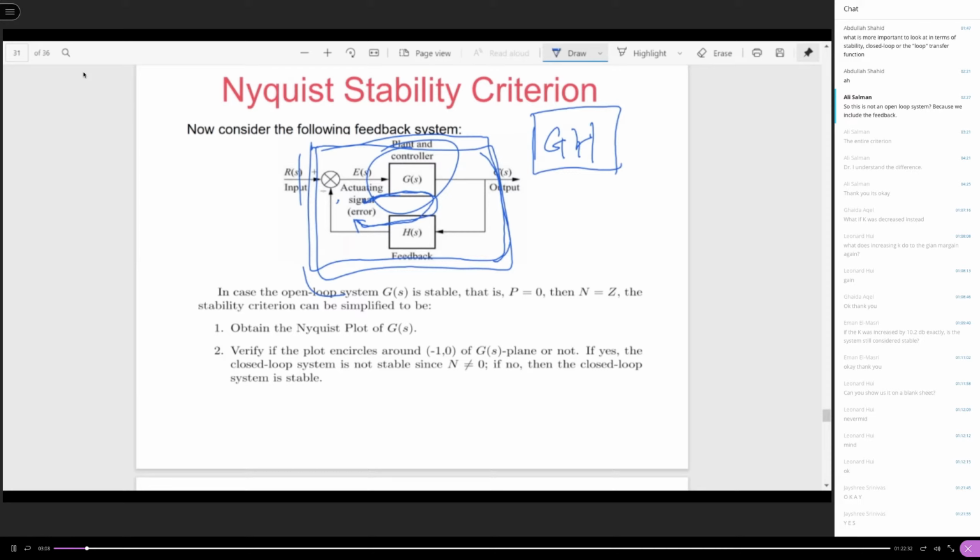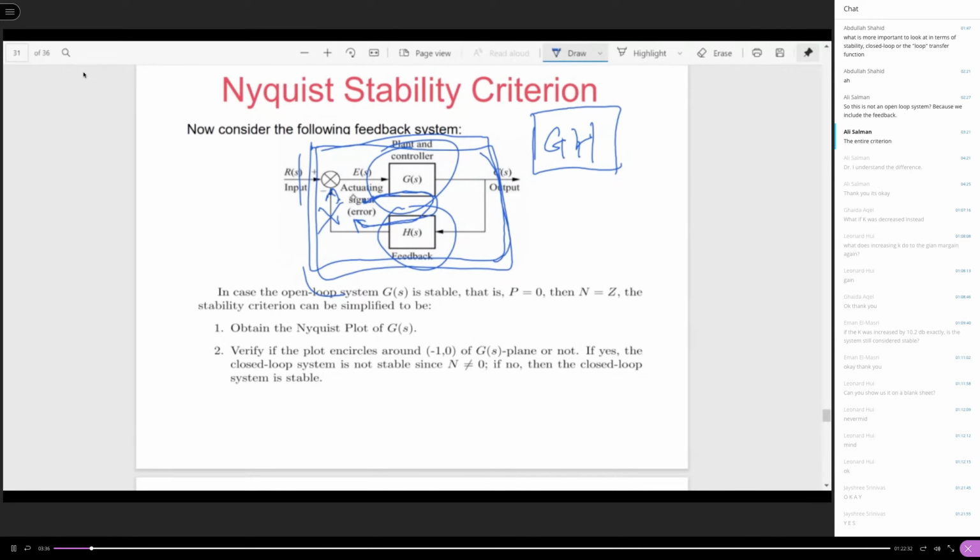What do you mean? I don't understand your question. Which one is not an open loop system? Because we include the feedback? Well, this is in the feedback channel, right? The H of S is in the feedback channel. But when we say feedback system, we mean that you close the loop here. Why do we call this one open loop? Because we break the loop here.